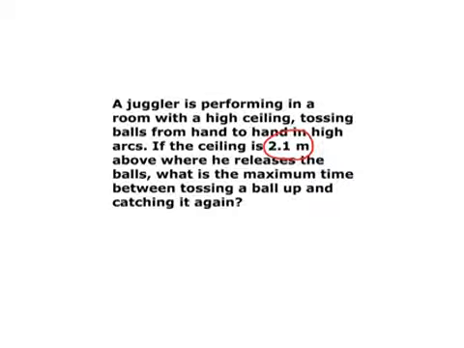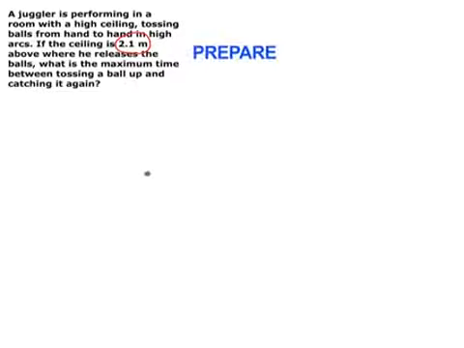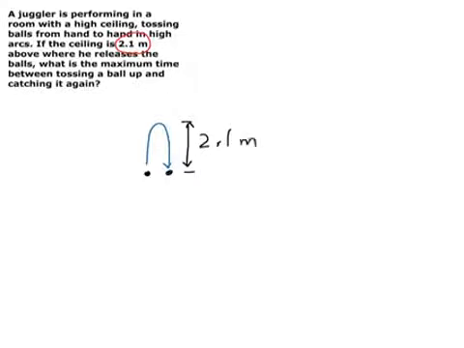Now let's look at the motion. The motion of the ball does something like this. The ball starts at a certain height, and then it goes up, turns around, comes back down again, and then finishes at the same height as where it started. And we know that this distance between where the ball starts and where the ball finishes, that distance is 2.1 meters.